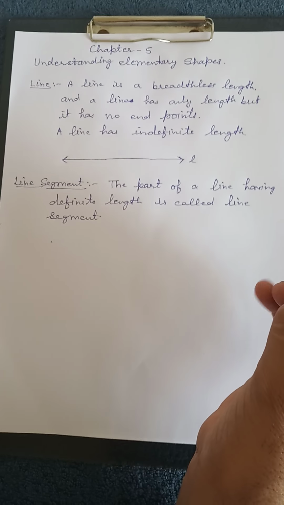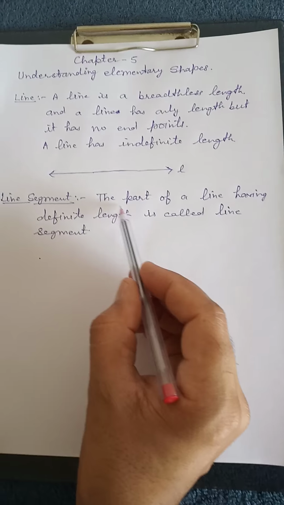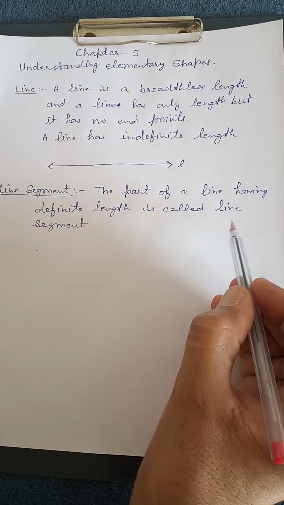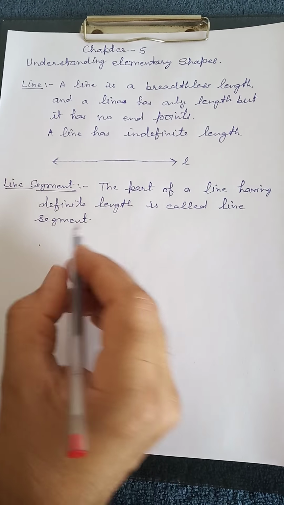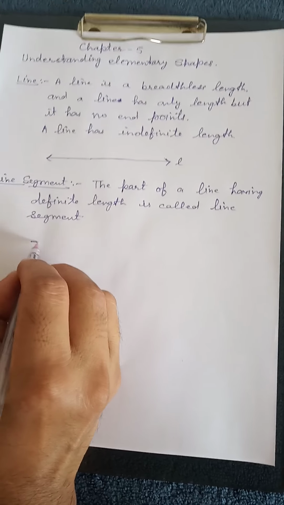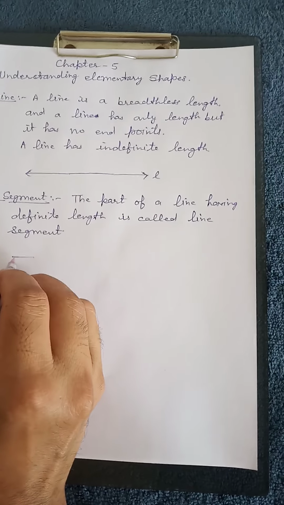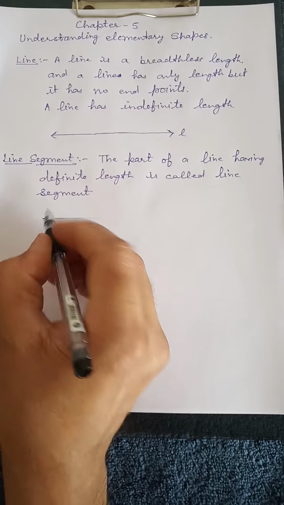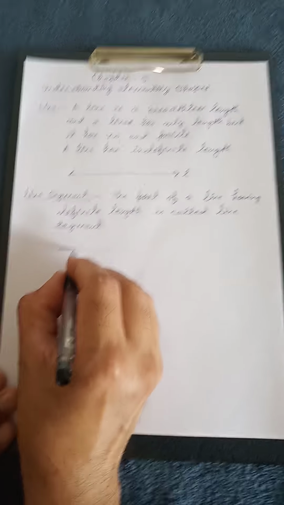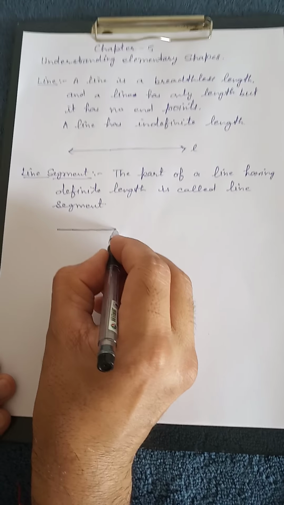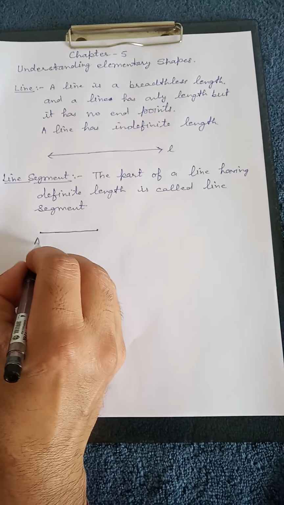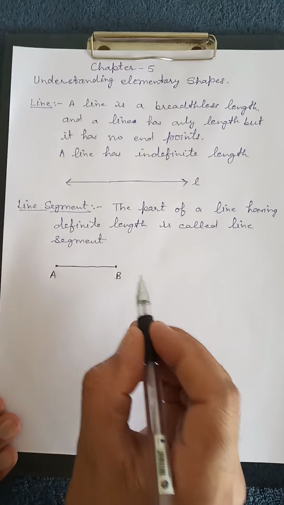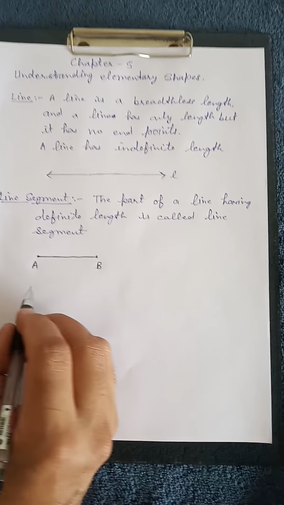Now we come to line segment. The part of a line having definite length is called line segment. Line segment has two endpoints. This is a line segment AB. A and B are its endpoints and its length is definite.